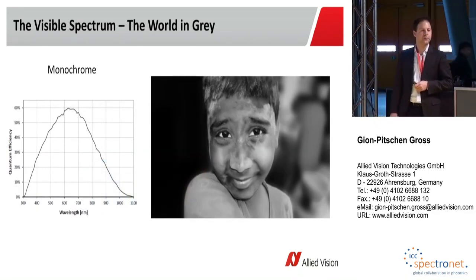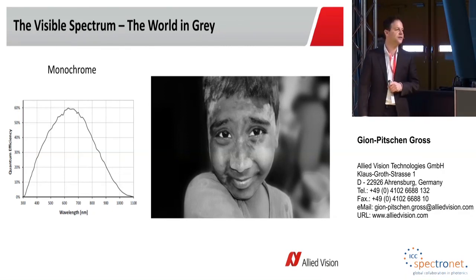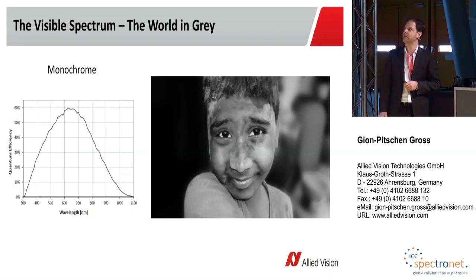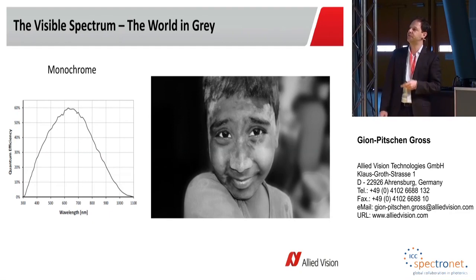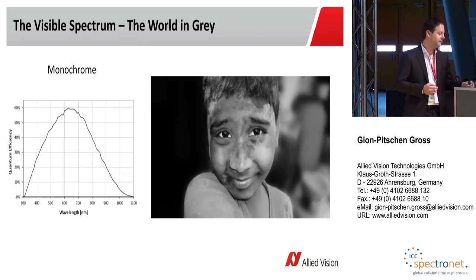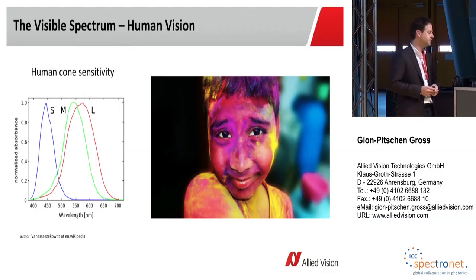So if we had only one receptor in the visible range, we would see the world in different shades of gray. We would see no colors because we would not be able to differentiate the different wavelengths. This would be a pretty boring world. And luckily, most of us can see the world in color.